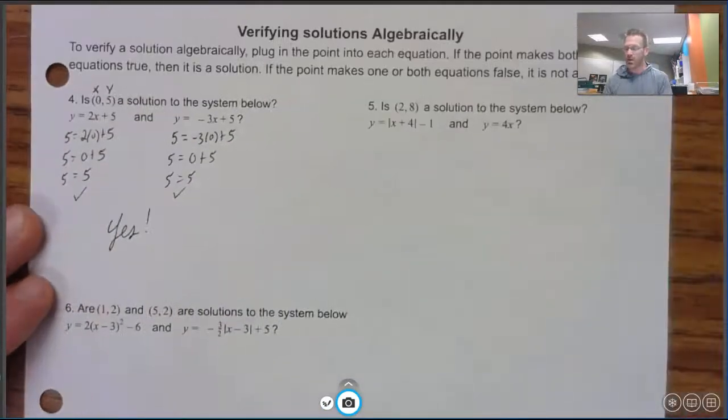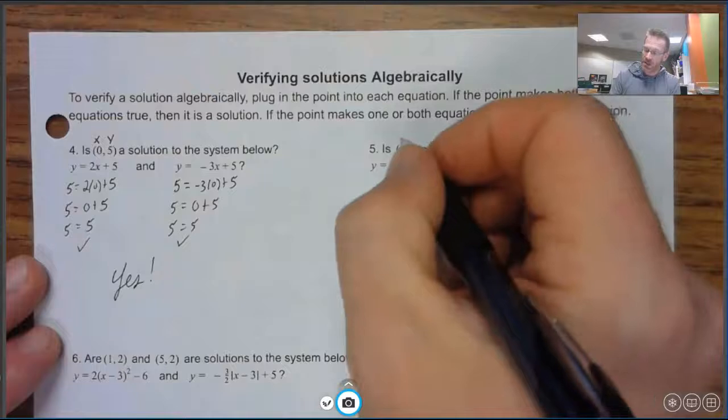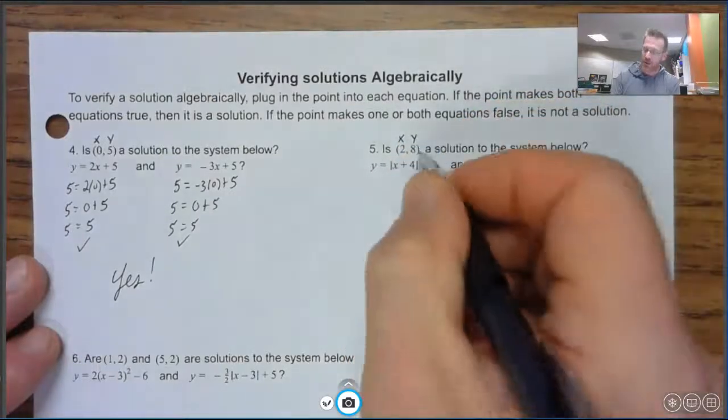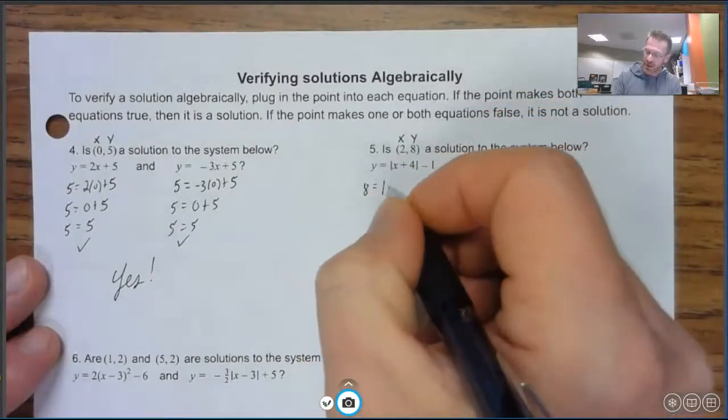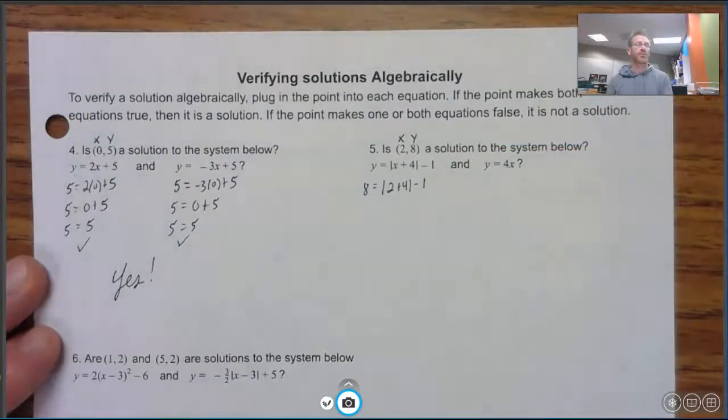All right, so now let's go to number 5. Is (2, 8) a solution to the system below? So once again, this is x, this is y. So I'm going to plug the 8 in for y, and I'm going to plug the 2 in for x. And then once again, we're going to just follow order of operations.